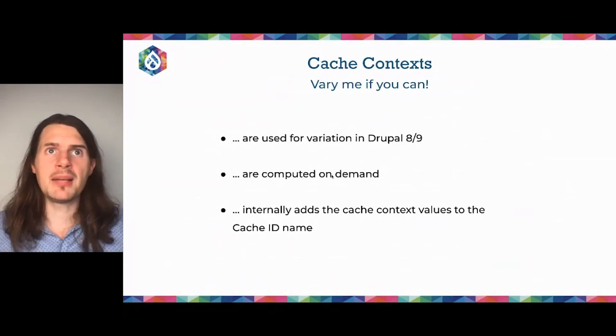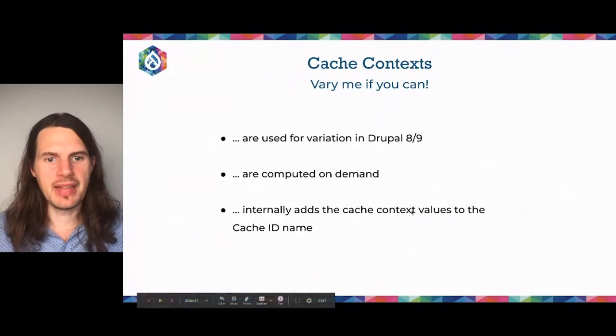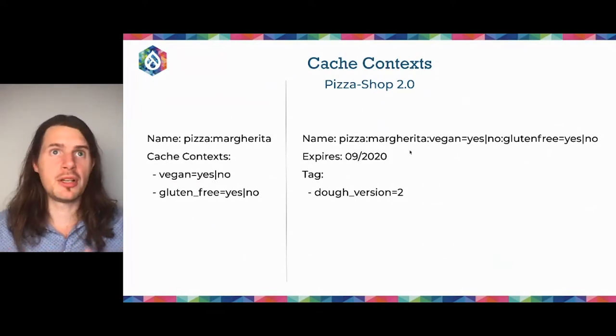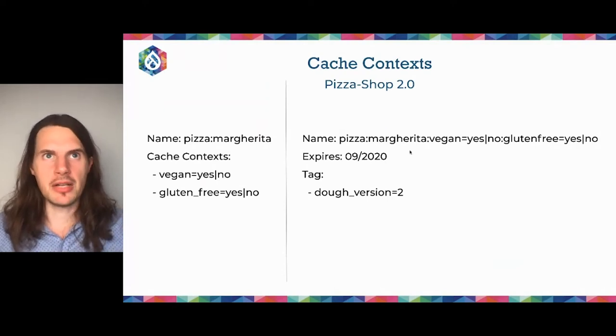We could have a blank page that does nothing except for showing what the preference of the user is. So it depends on nothing besides what is inputted into it. And then it internally adds the cache context values to the cache ID name. So this is doing essentially exactly what we were trying to do manually, and they do it automatically. So it says vegan, yes, no, gluten-free, yes, no. And so our name essentially changes, but because we give core the option to do it, we can do lots of interesting things. So whenever you think of variation, think of a cache context. Don't do it yourself.